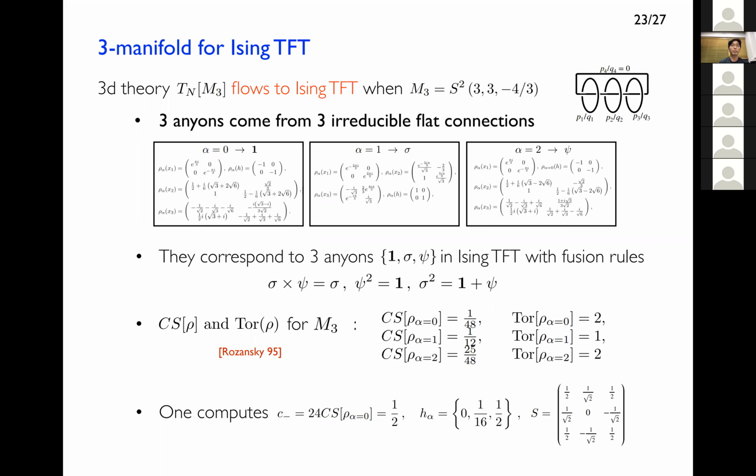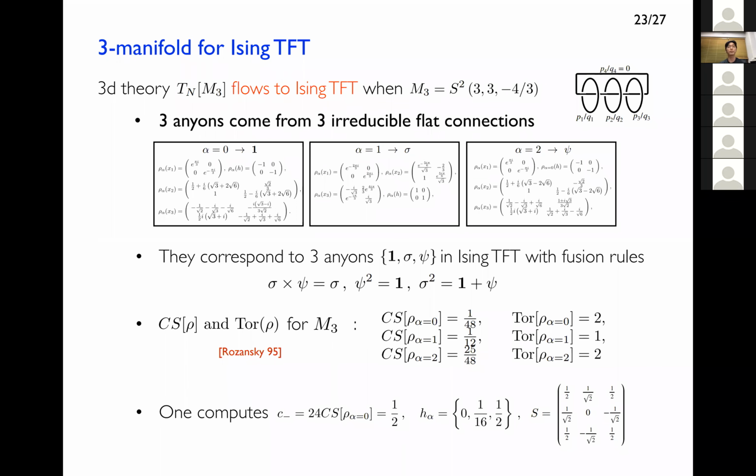One of the simplest examples is the 3D theory T of M3 on the Seifert fibered 3-manifold S2(3, 3, -4/3), which we met before. And as we discussed, this geometry has 3 irreducible flat connections, and they are all equivalent to SU2 or SL2C flat connections. Therefore, according to our criteria, this theory will flow to a topological theory. And indeed, we found that this theory, T of M3, will flow to the 3D Ising TFT, having 3 anyons, 1, sigma and psi, with the following fusion rules. These 3 flat connections become these 3 anyons in the Ising TFT.